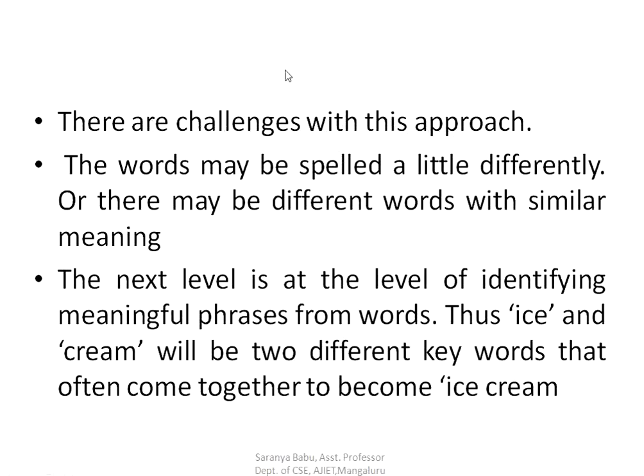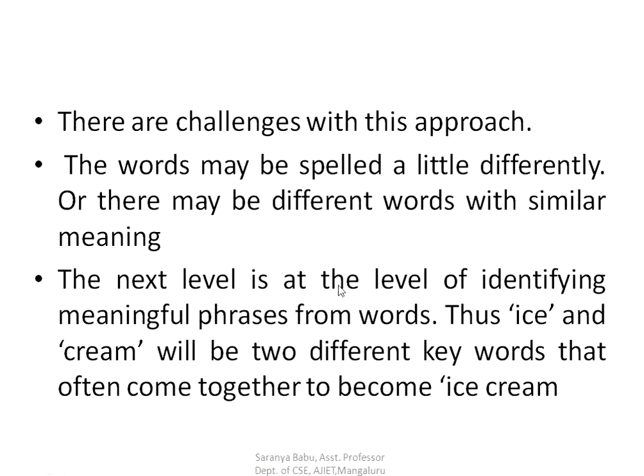Why do we have challenges with this approach? For example, some words may be spelled a little differently. Sometimes some people say color and colour. Or they may be different words with similar meaning also. Either the word may be spelled a little differently, otherwise there can be words with similar meaning. If I say color and colour, the spelling is different, the words are different, but they have similar meaning.